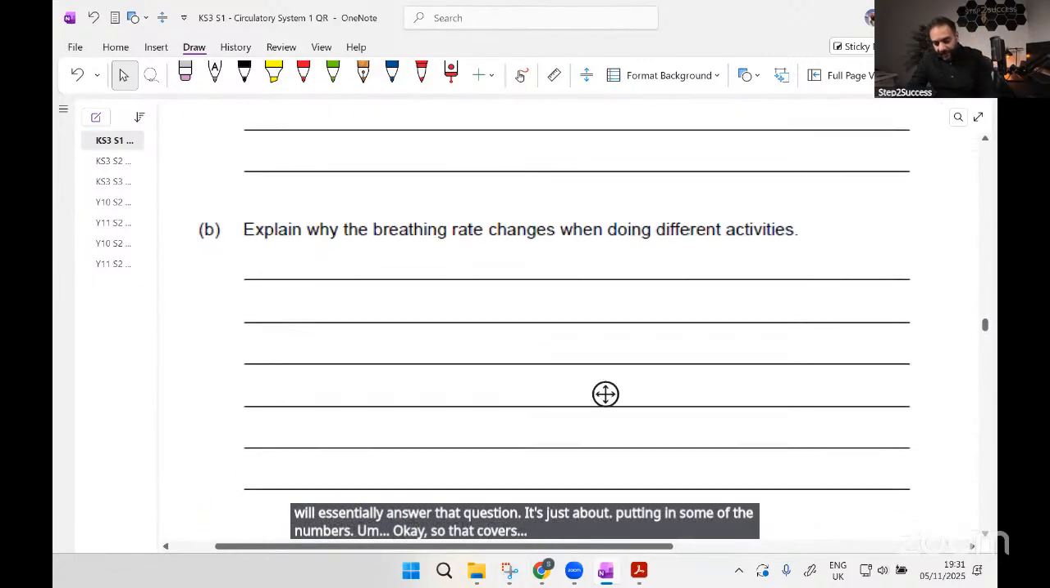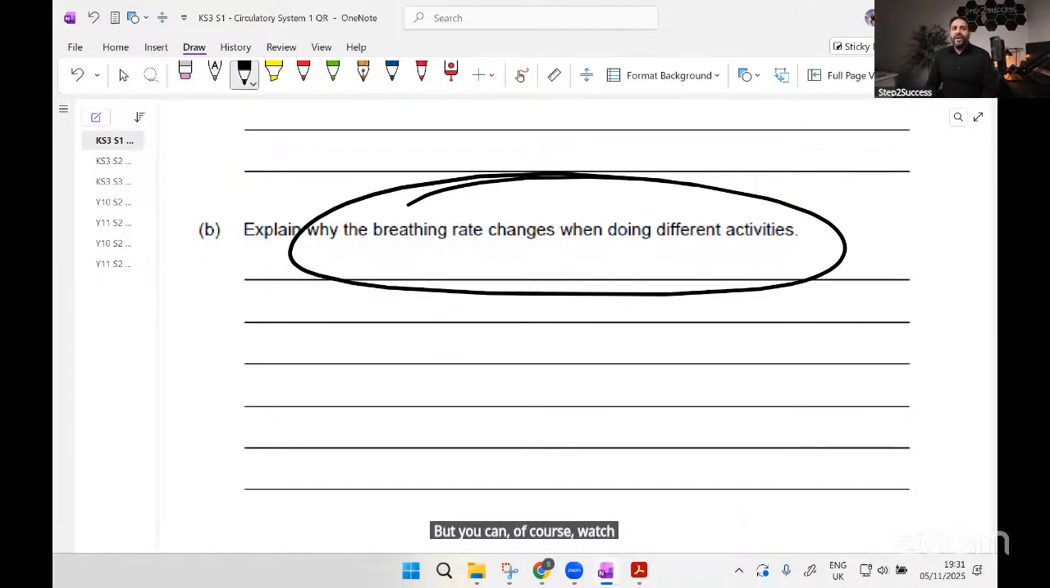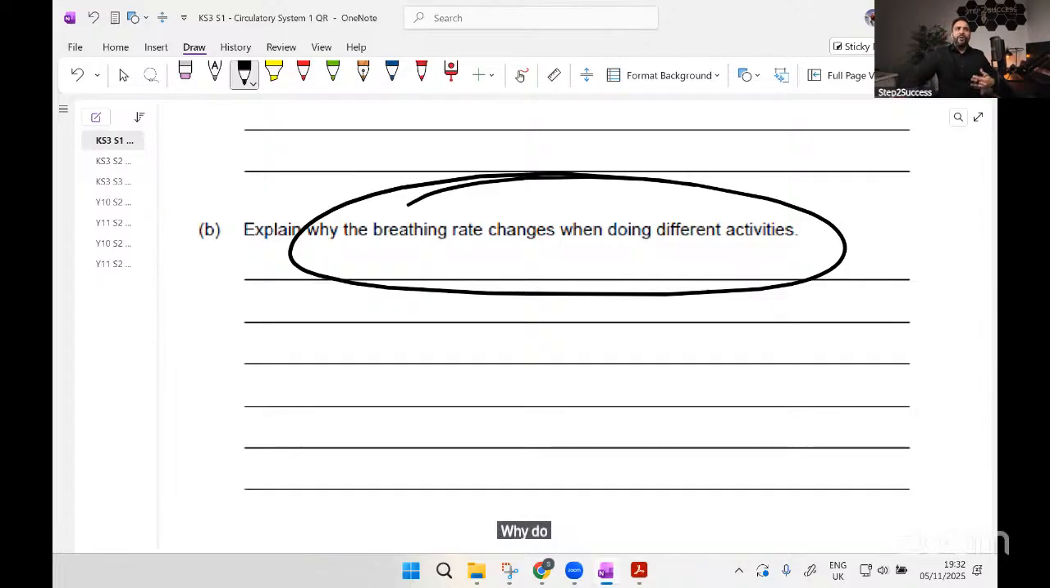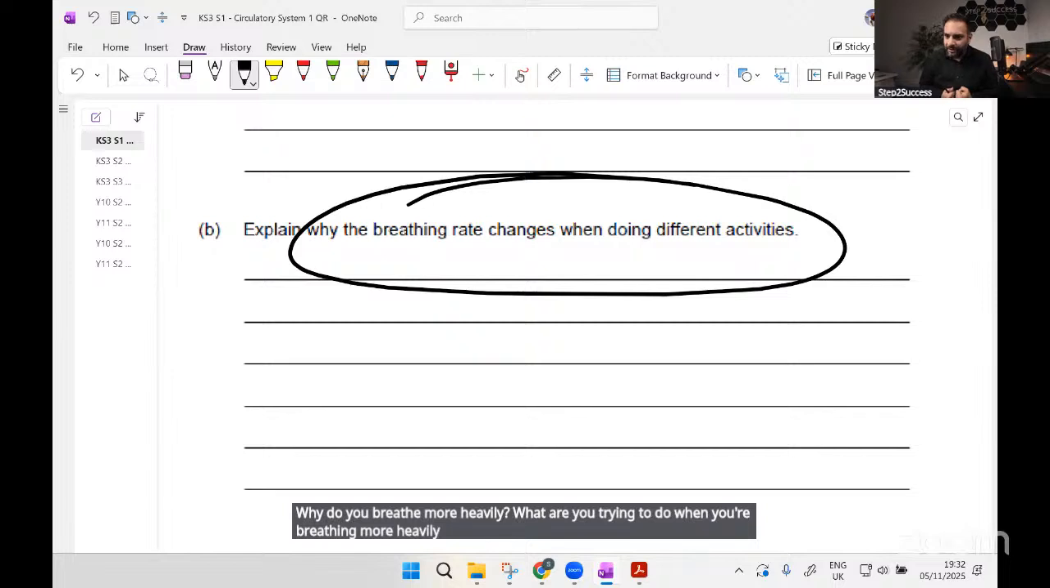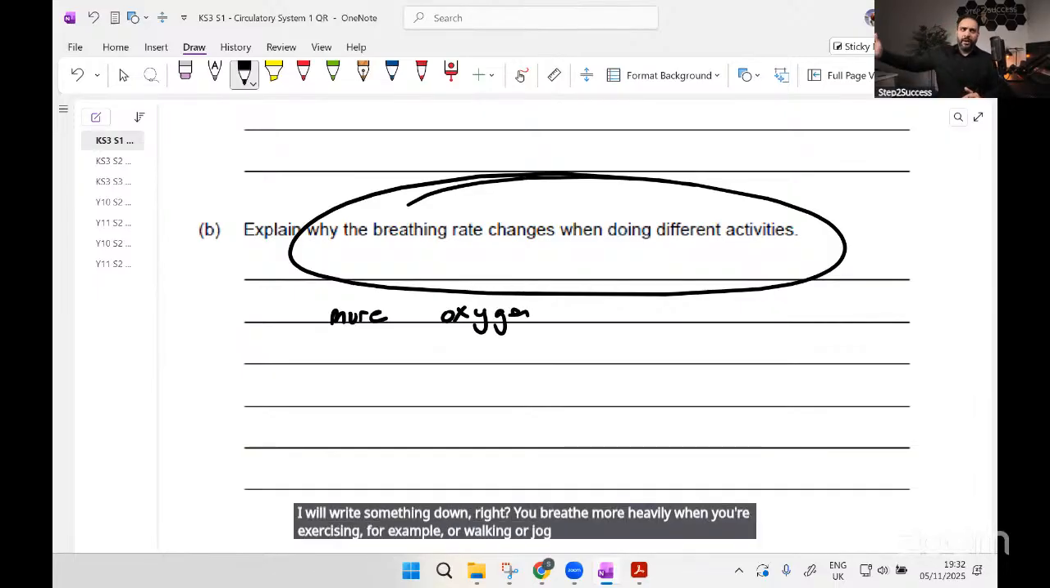Explain why breathing rate changes when doing different activities. Again, I'm not going to write this down, but you can, of course, watch this afterwards. Why does breathing rate change when you do different activities? Well, when you run around, why do you breathe more heavily? What are you trying to do when you're breathing more heavily? You're trying to get more oxygen into your body. I will write something down. You breathe more heavily when you're exercising, for example, jogging or running, when you're trying to get more oxygen into your body.